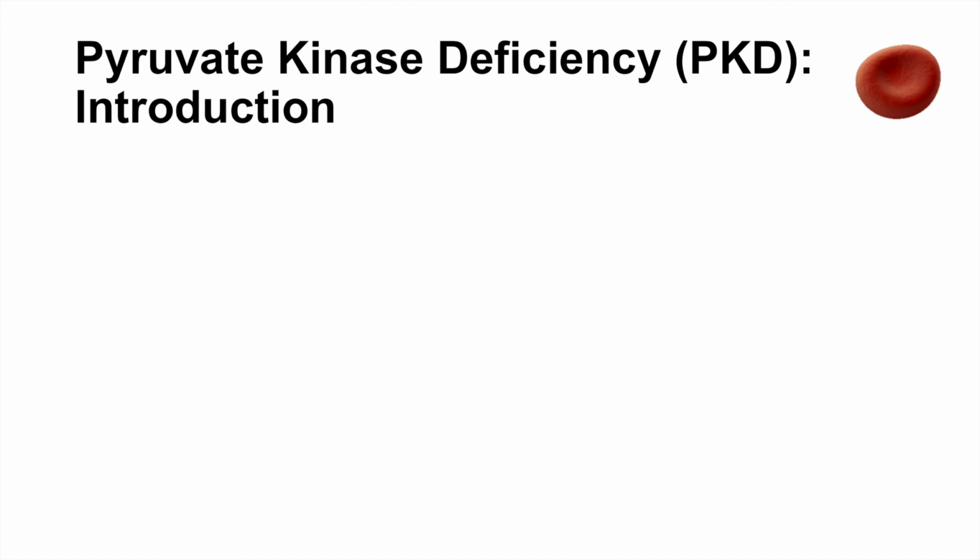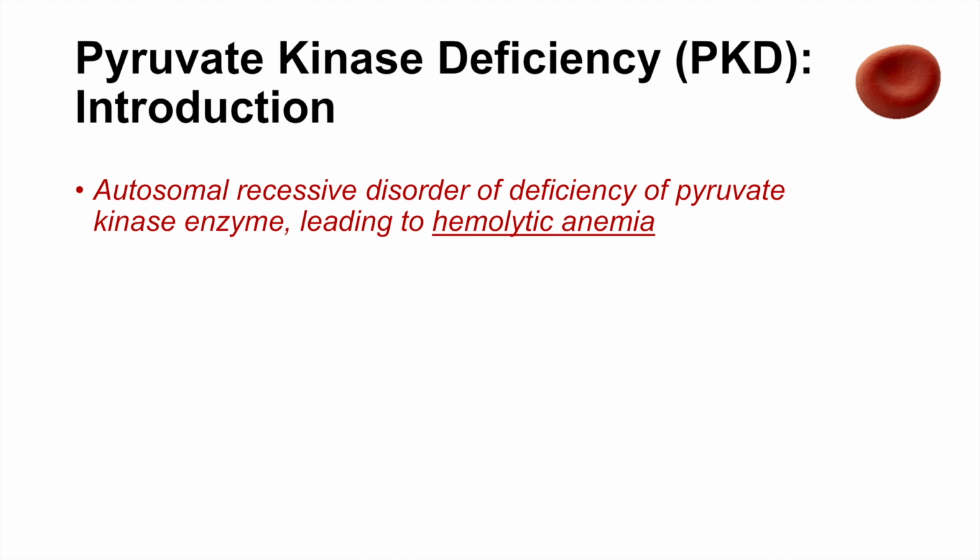Hey everyone, in this lesson we're going to talk about pyruvate kinase deficiency, or PKD. So what is pyruvate kinase deficiency? Well, it is an autosomal recessive disorder of deficiency of the pyruvate kinase enzyme, leading to hemolytic anemia. So individuals can be heterozygous or homozygous for this condition, but typically homozygous individuals have a worse prognosis.